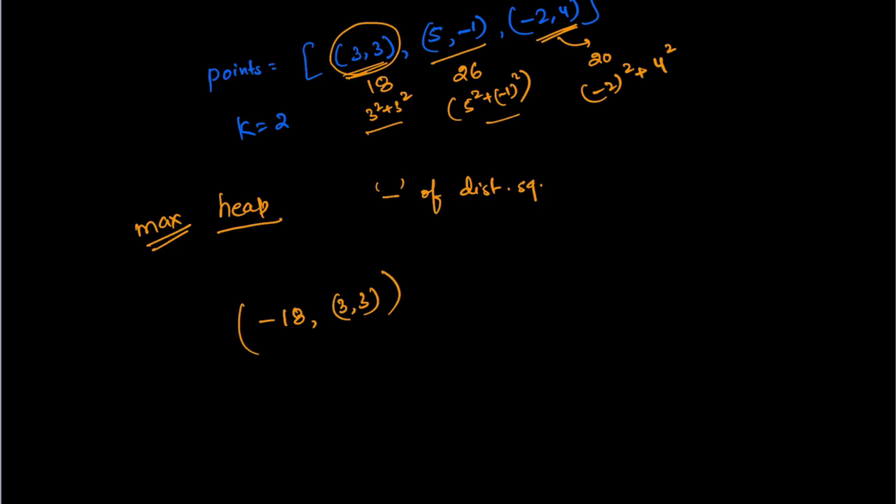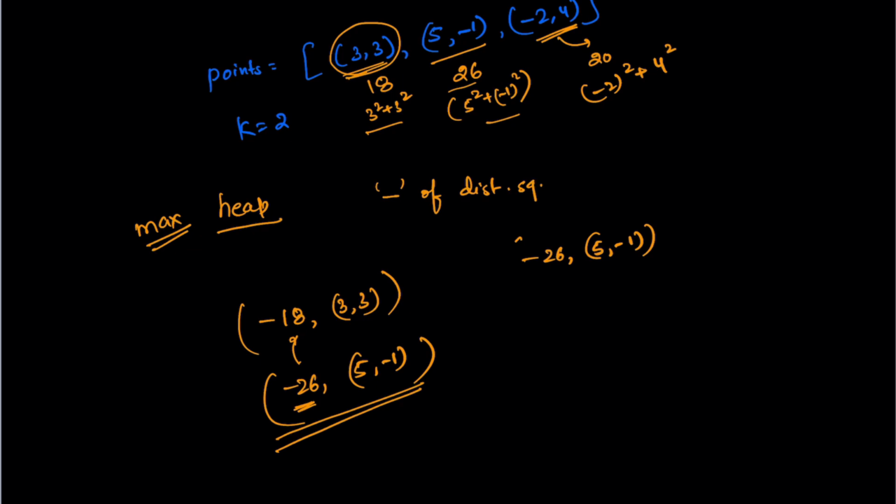Okay, then we see the point 5 comma minus 1, its distance is 26. So we will store minus 26, then 5 comma minus 1. Now since this value is smaller than this, in the Python implementation, this will become the first item. So our heap will look like minus 26, 5 comma minus 1, and then minus 18, 3 comma 3.